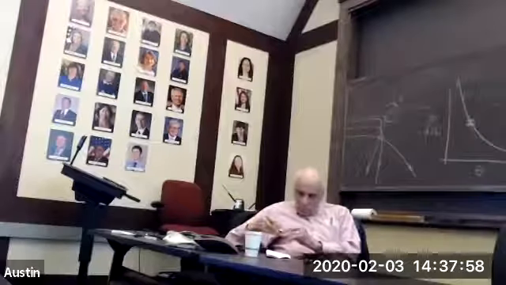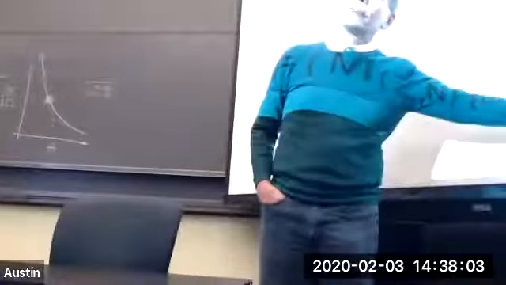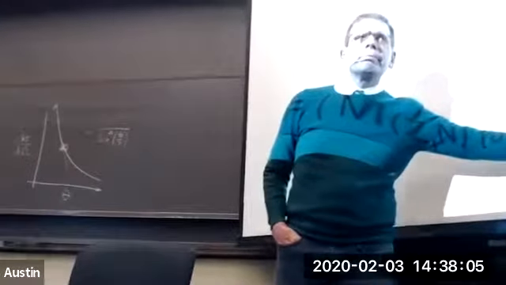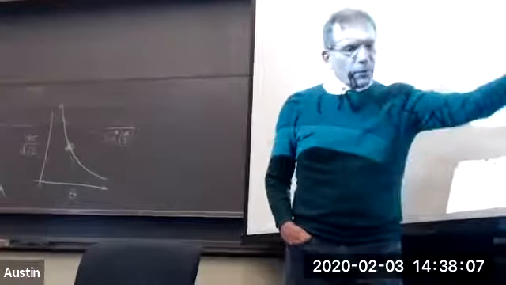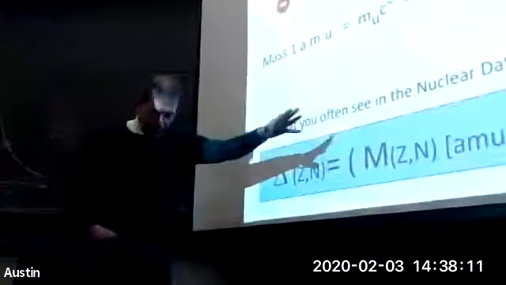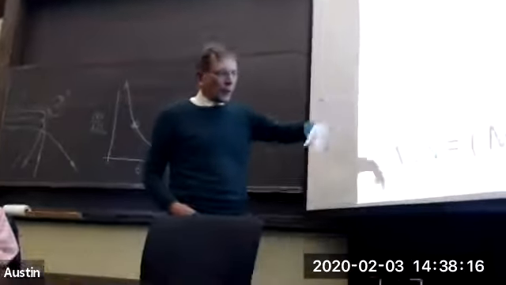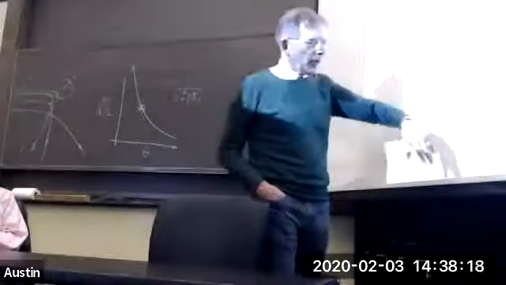A is always an integer. Z, the atomic number, is the number of protons. What's A called? Atomic mass, I guess. It is an integer: 1, 2, 3, 4, 5, all the way up. Uranium is 238, and so forth.